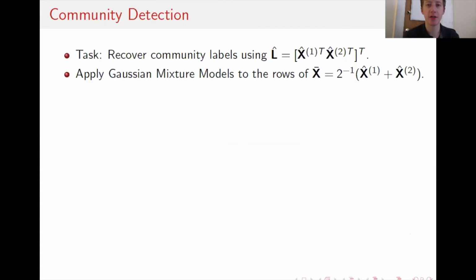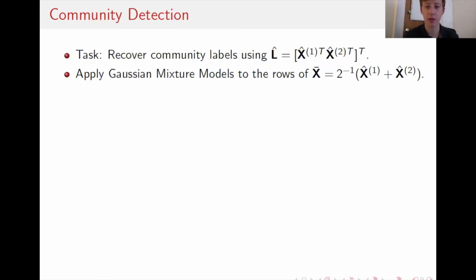Under this simulation experiment, one task that we can consider is to recover the community labels corresponding to the inner product distribution, that is, recovering the community labels of the stochastic block model using the rows of L hat. One way in which we can do this is to apply a clustering technique to this X bar, which we call omnibar in our preprint matrix.